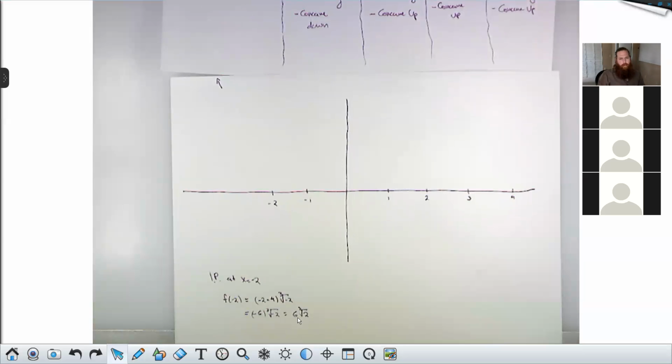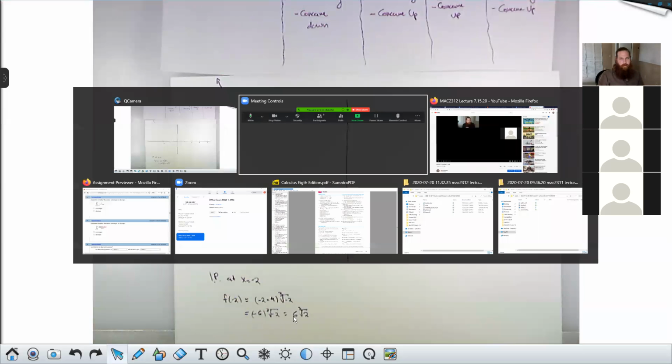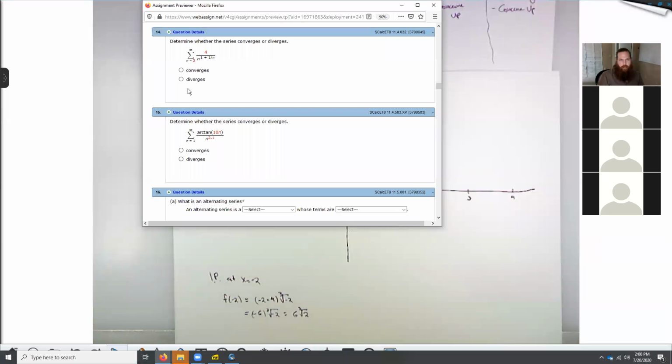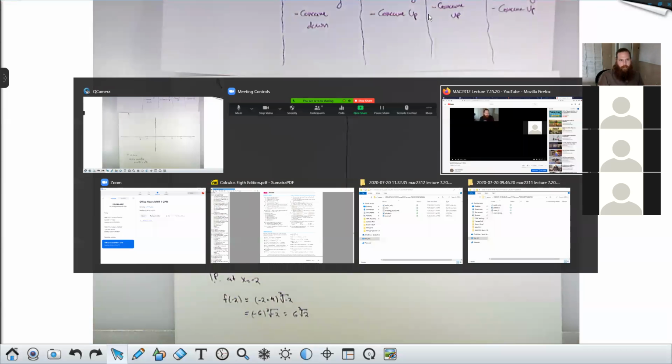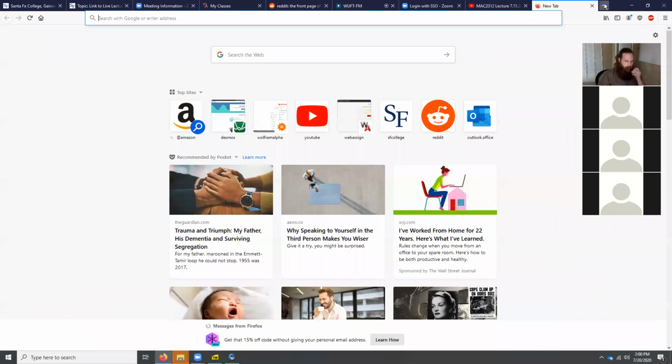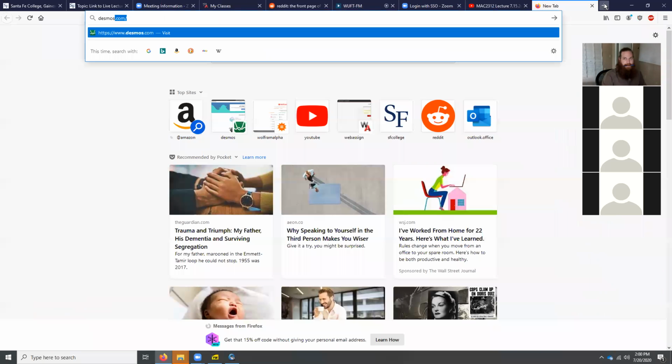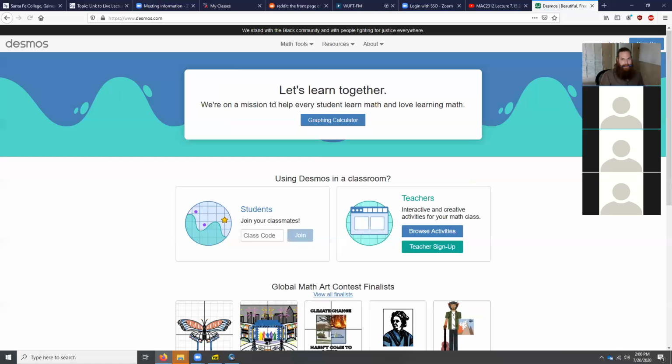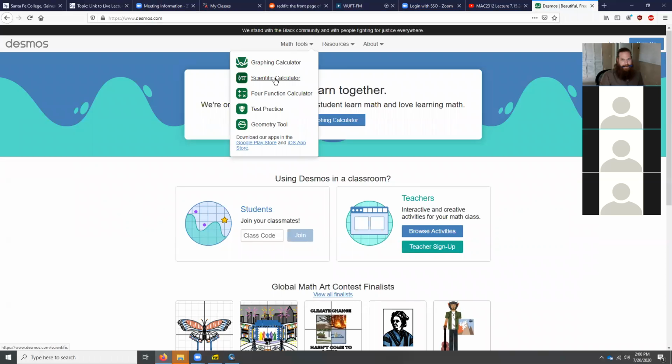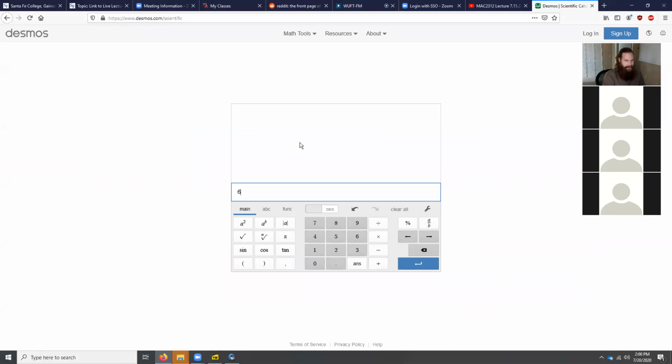Cube root of 2 is like 1.2, 1.3, somewhere around there. We know it's positive. We know it's bigger than 1. That's really all we need. But if we want to be more specific, where's that? Desmos. A regular calculator. 6 times 2 to the 1/3. Yeah, it's a little bigger than 6, about 7.5.